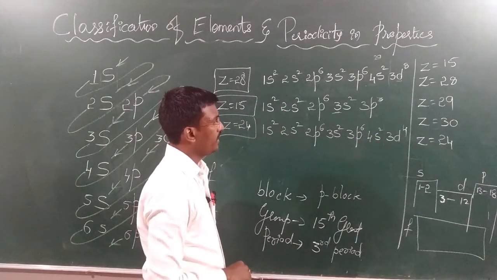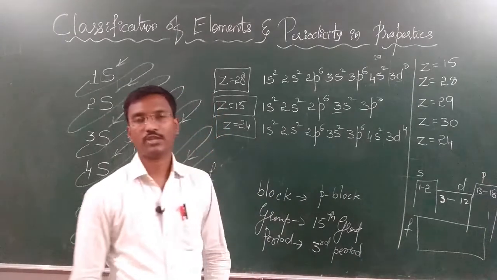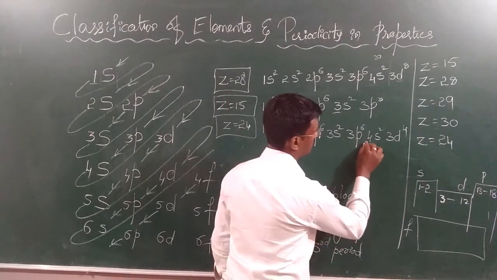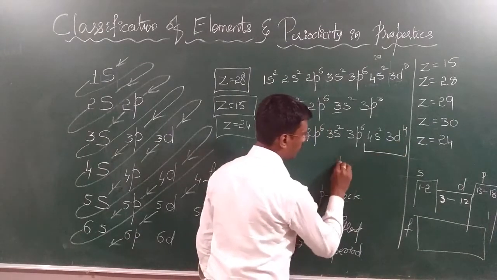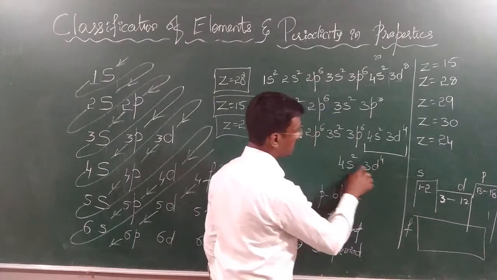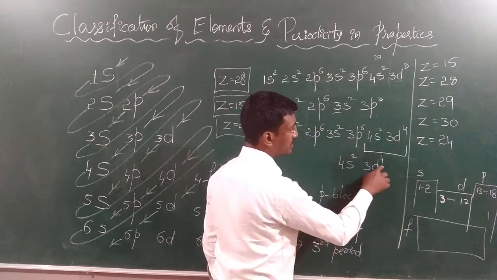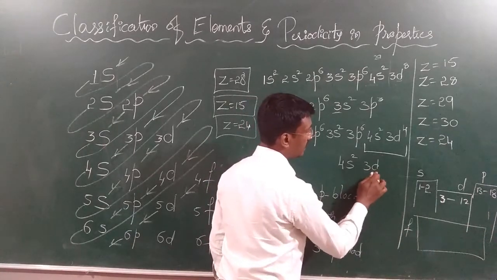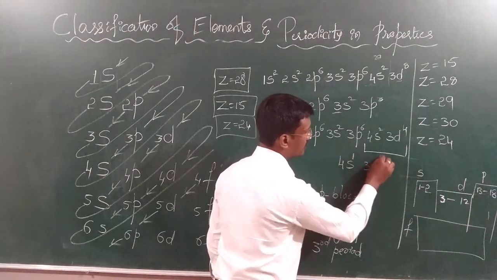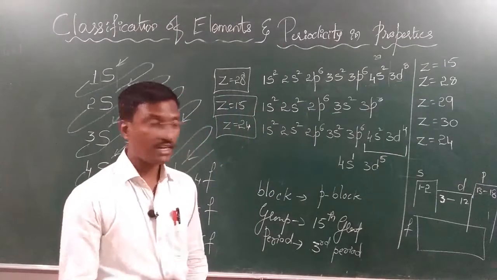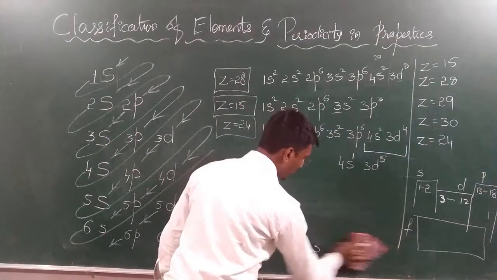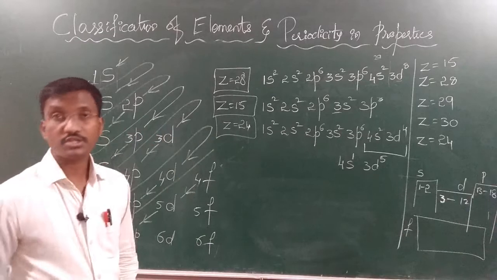But why did I ask you to write 24 and 29? Because this is actually wrong. Look here, no doubt this is the correct filling order, 4s2, 3d4, but here the d subshell receives one electron from the s, therefore it becomes 4s1 and 3d5. Why? Because the d orbital is having a stable configuration.